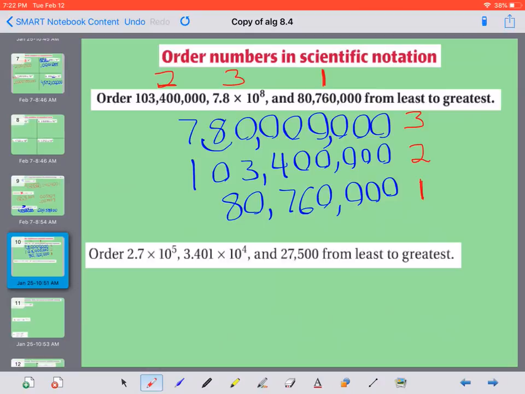Now down here, we have 2 in scientific notation and 1 in standard form. So what we could do is write them all out. I think that way is easiest. So I'm going to go 2.7. I'm going to move that decimal 1, 2, 3, 4 spaces.